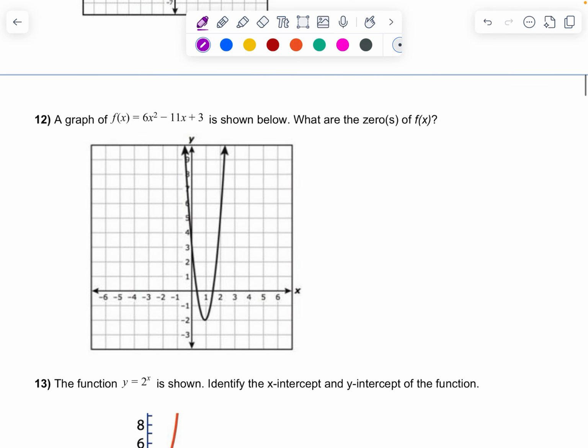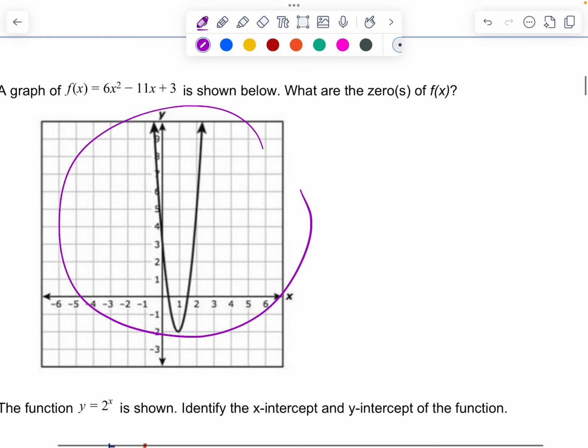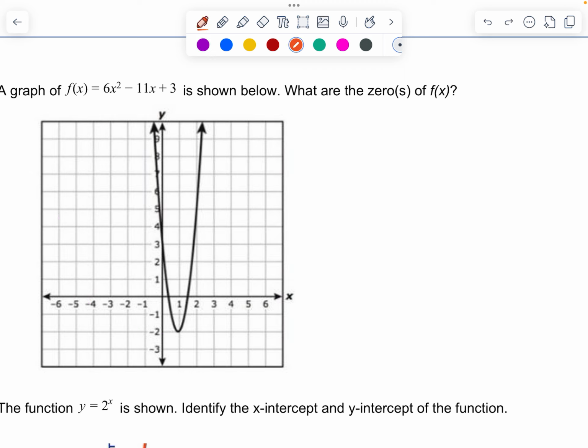All right, next up, we'll talk more about attributes of graphs here. Number 12, this is the graph of a quadratic, 6x squared minus 11x plus 3. You don't have to worry too much about that yet. But it says, what are the zeros of the function? So remember, zeros is just a fancy name for the x-intercepts. And you need to know that. It's very important. There's lots of different names for x-intercepts.